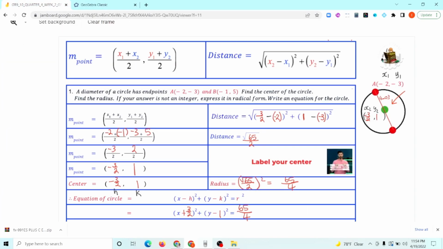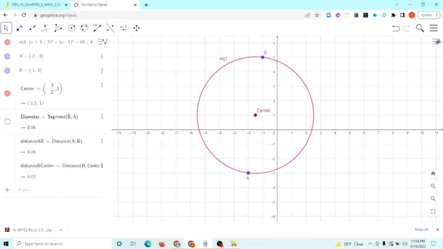And remember how we got the 65 over 4. We said we have to square the distance that we found between A and the center. Why? Because in the formula it says take the radius, in other words from A to the green point, and then square it. And when we do that, we get 65 over 4. And voila, you see that the circle actually goes through points A and B, and the center is right there.